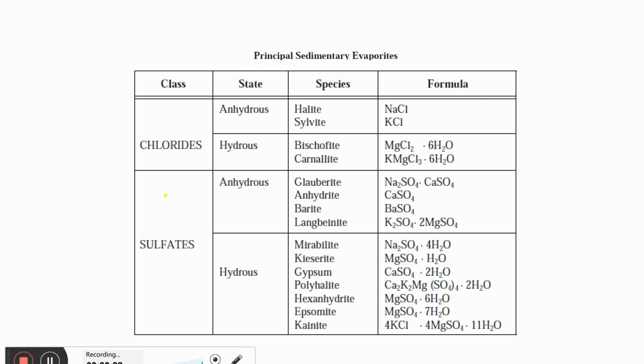Okay, here are some examples of principal sedimentary evaporites. As we discussed earlier, evaporites are also important for the petroleum industry. They can act as a cap rock as well. Okay, here are some chemical formulas for chlorides and sulfates, and here are their species.